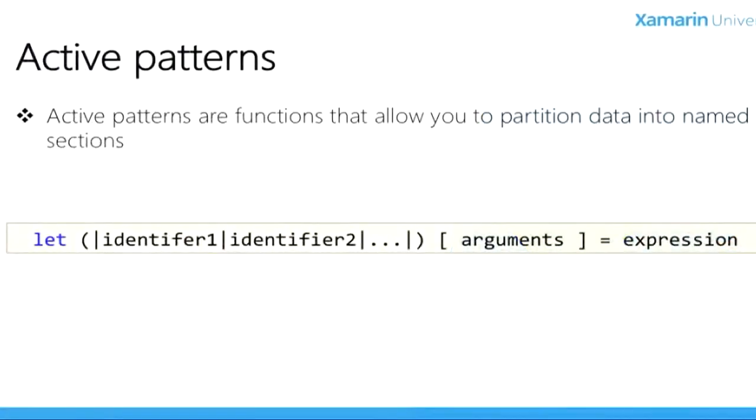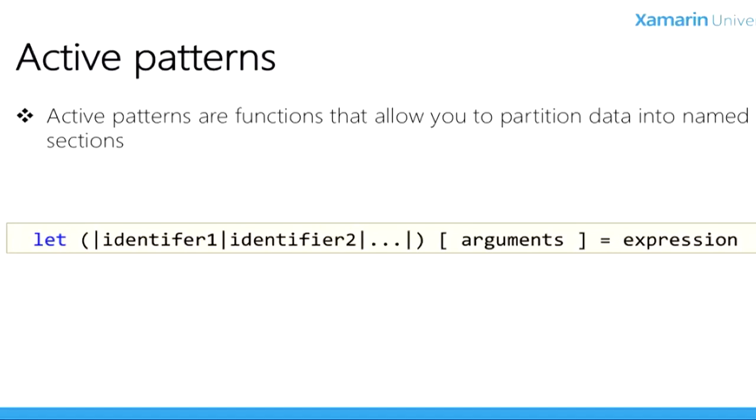Active patterns are functions designed to partition data into named groups, which you can then use in pattern matching expressions, just like a discriminated union. And defining an active pattern function allows you to decompose your data in a customized fashion, so you can decide exactly how the data is going to be partitioned.